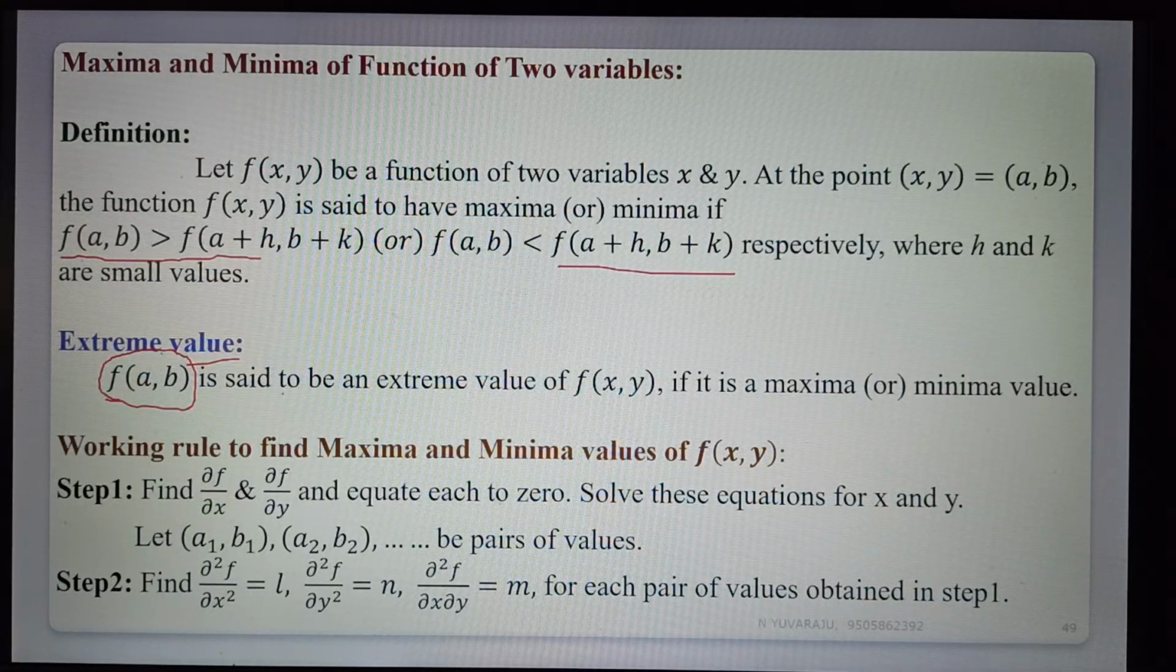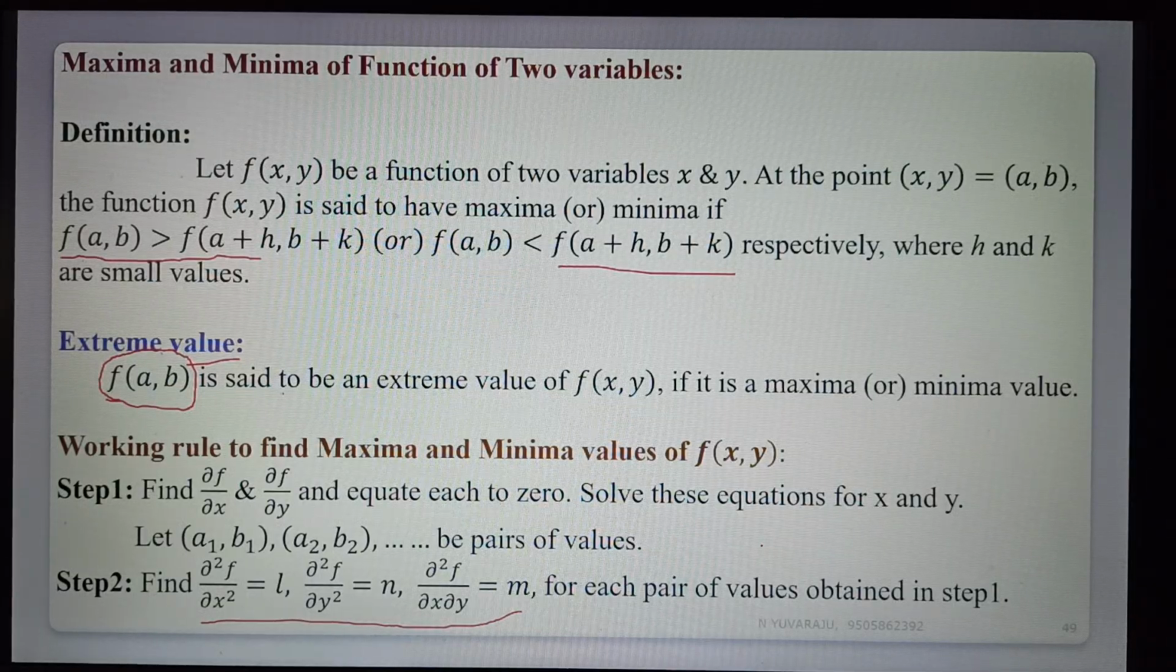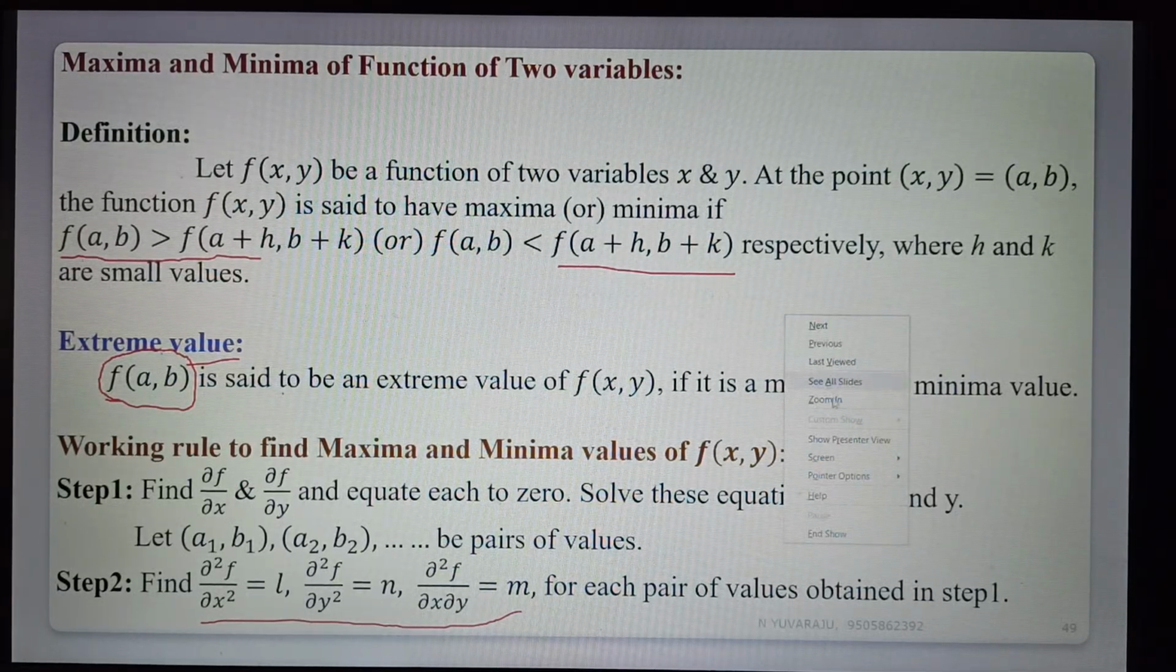Step 2, finding the second order partial derivatives. Second order means dou square f by dou x square, assume it is L. Dou square f by dou y square is equal to n. Dou square f by dou x dou y is equal to m. Now finding the second order partial derivatives for each pair of values obtained in step 1. All are second order partial derivatives.